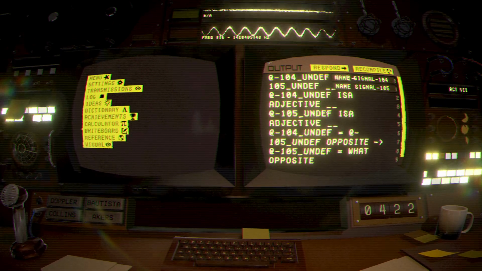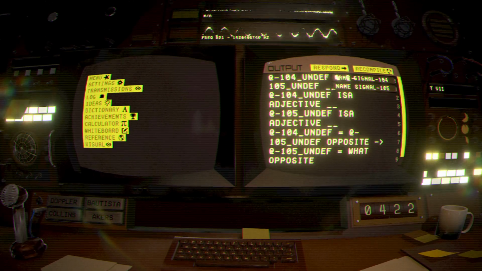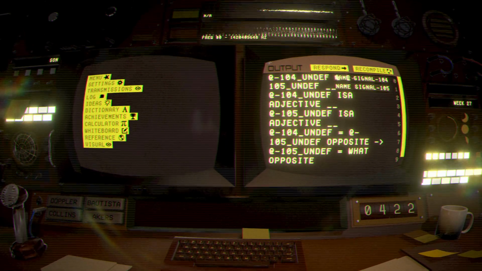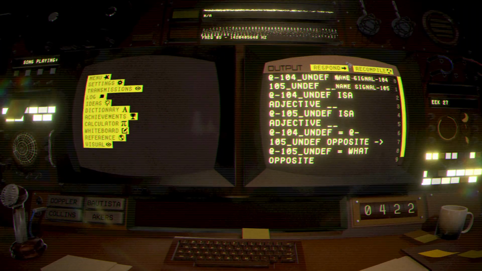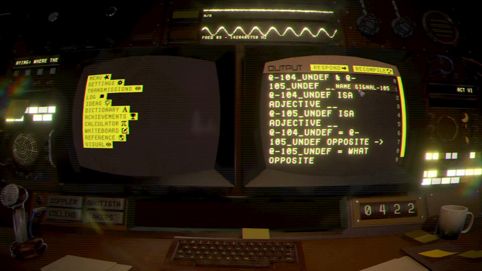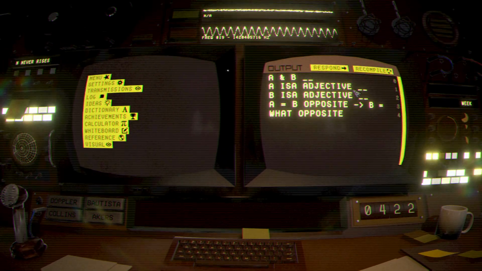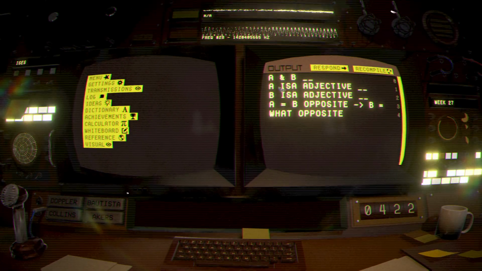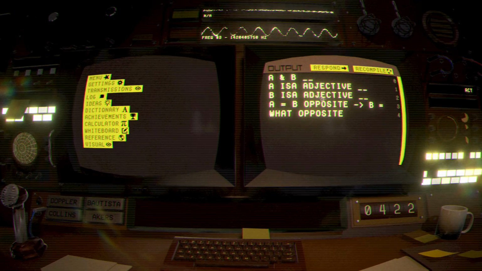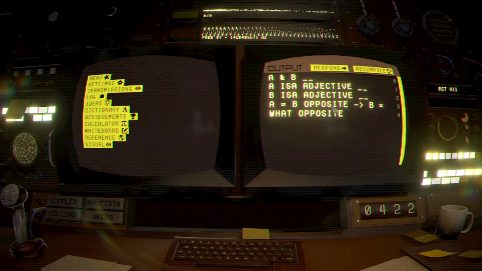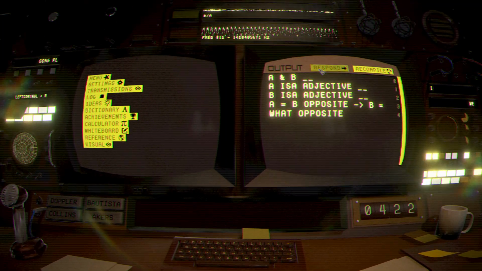Alright, folks, we're back with week 27. And right off the bat, we've got two new words. You know what we're going to do around here? We're going to go A and B. So A and B are both adjectives, but A is the opposite of B, and B is the opposite of A.